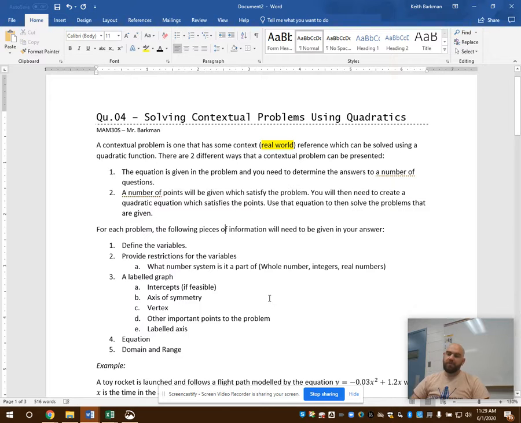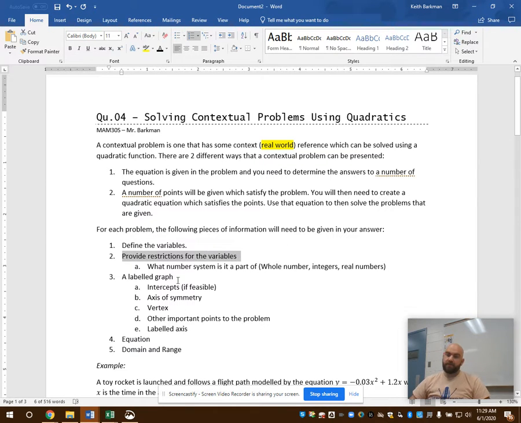Now, for each problem, what we're going to be doing here is, number one, we're going to define our variables. Okay, what is x? What is y? Sometimes it's going to be given to us, sometimes it's not. But whenever you come up with your answer, you always have to say what is x and what is y. Very important that we know what those are, even if they're given in the question. Your answer, I should be able to determine what's going on with your answer, even if I don't read the question. So that's something that you need to make sure you have.